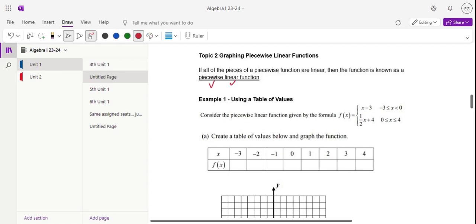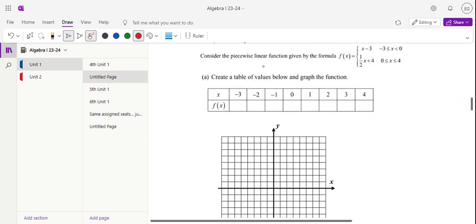So, example 1, using a table of values. We have the piecewise linear function given by this information here. Because x minus 3 is a linear function and 1/2 x plus 4 is a linear function, that's why this is a piecewise linear function. And these are over certain domains. So create a table of values below and graph the function.